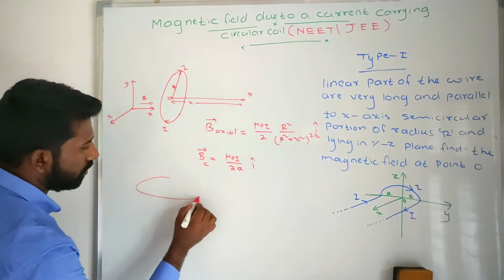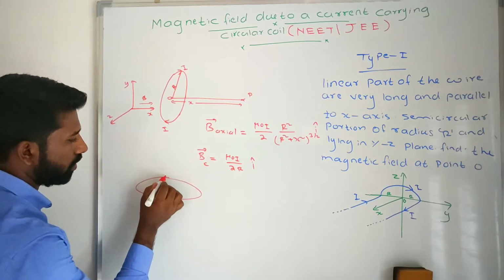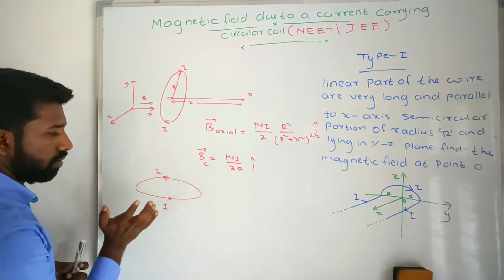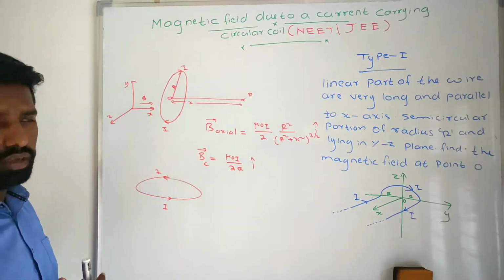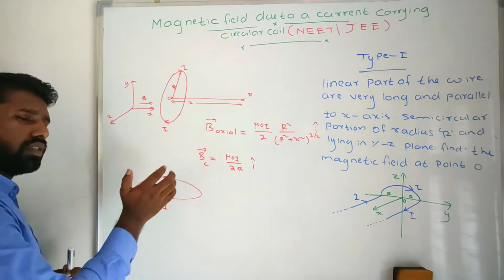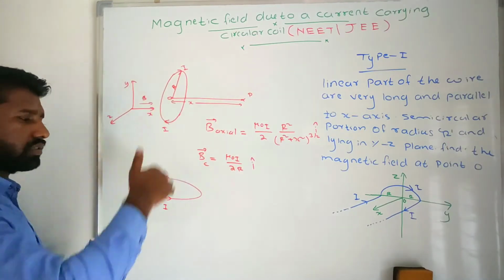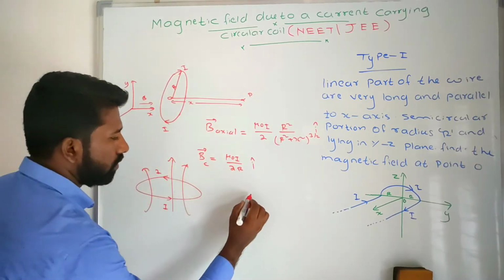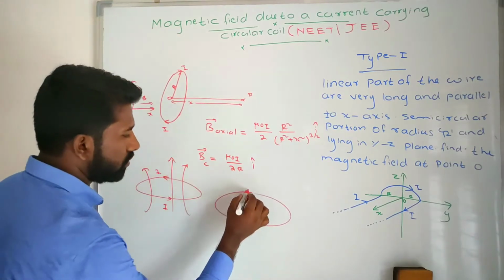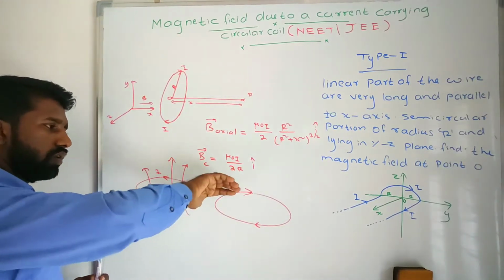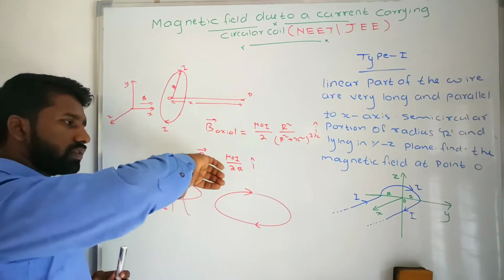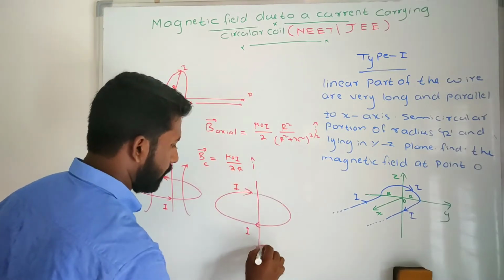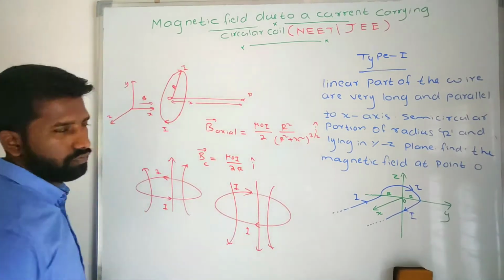Then if the circular loop is like this, what about the magnetic field? The current is going in this direction, so the magnetic field direction can be found out by the right hand rule. Curl your palm in the direction of current like this, the thumb is in the upward direction, so the magnetic field is like this. Then if the circular loop is like this, the current is in this direction, the palm is curled in this direction, and the magnetic field is downward.